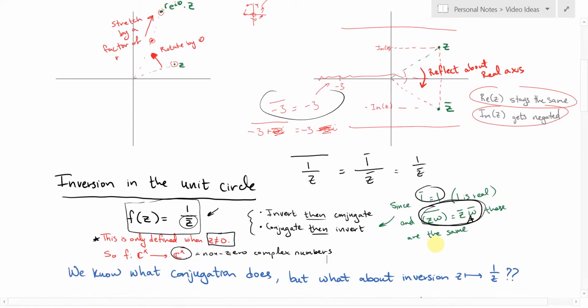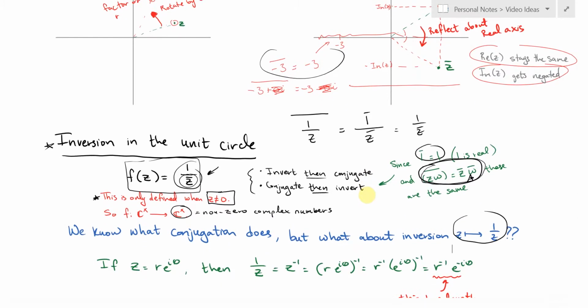Okay, so now we know what conjugation does. I just talked and reviewed that. It flips things over the real axis. But what does the inversion by itself, z to 1 over z, do? That's the question. Because inversion in the unit circle, as I've defined it, involves both. It's a composition. First you invert, then you conjugate, or vice versa. So we know what conjugation does. Let's handle the inversion by itself. What does this map z going to 1 over z actually do?